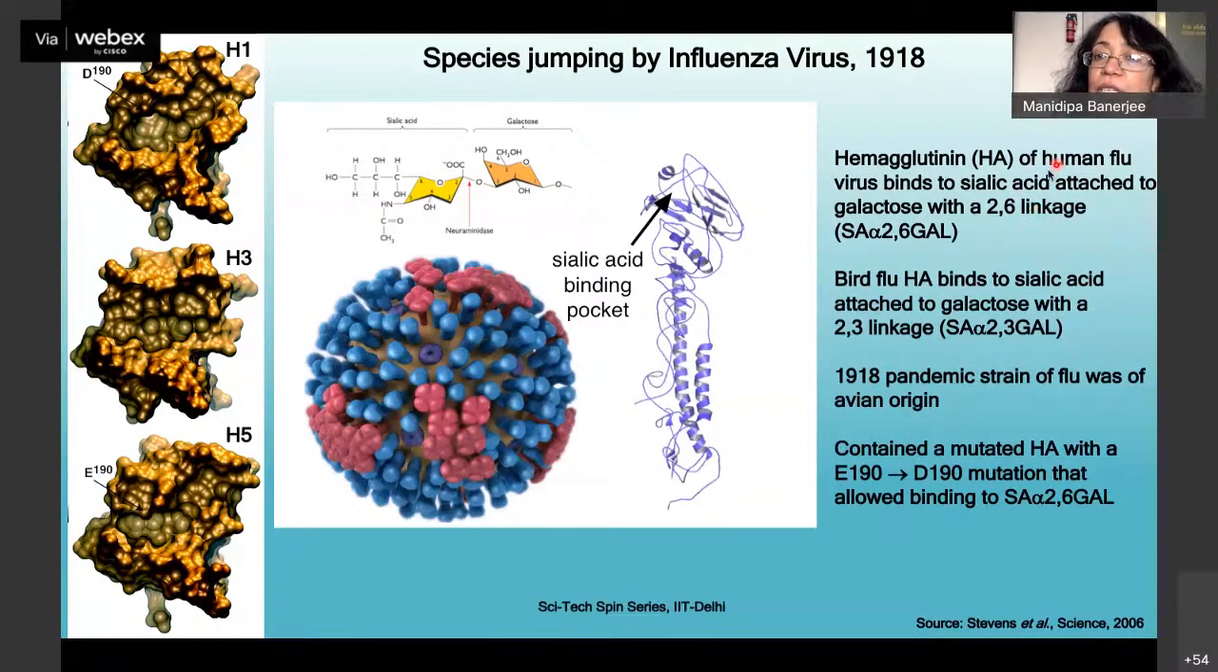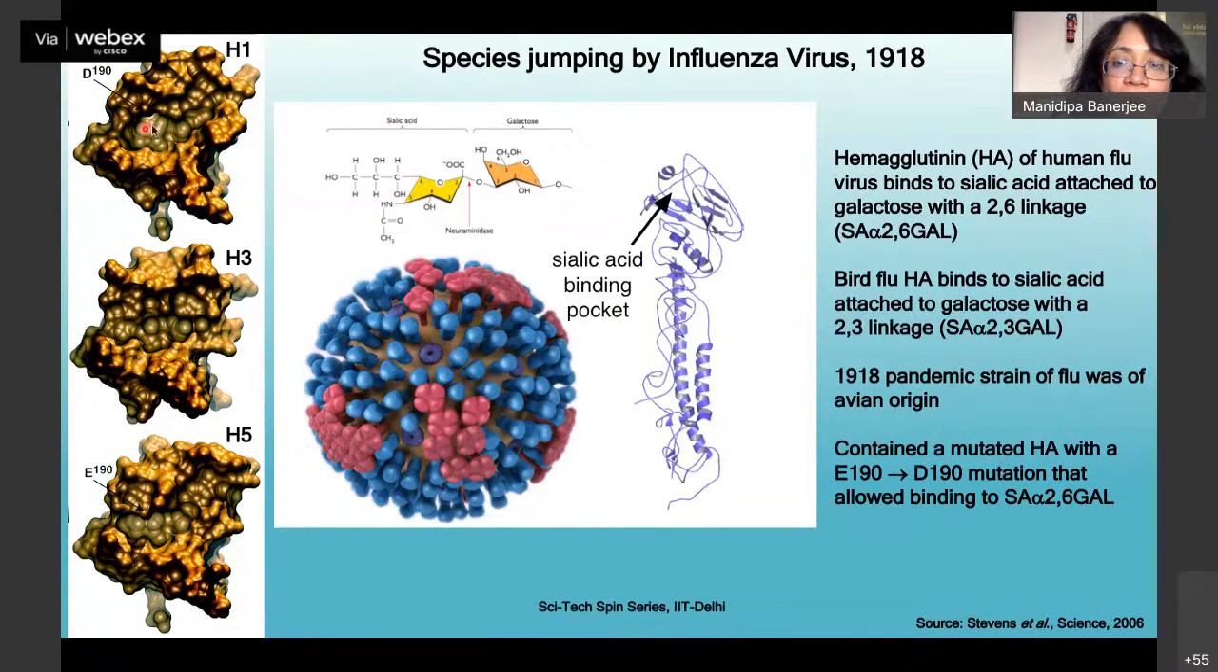Typically, the human flu virus binds to sialic acid. Sialic acid is attached to galactose on our cell surface using a 2,6 linkage. And bird flu hemagglutinin binds to sialic acid which is attached to galactose with a 2,3 linkage. So usually the cavity that is required for accommodating this human sialic acid has to be a little bit larger. But the bird flu virus hemagglutinin did not have that.